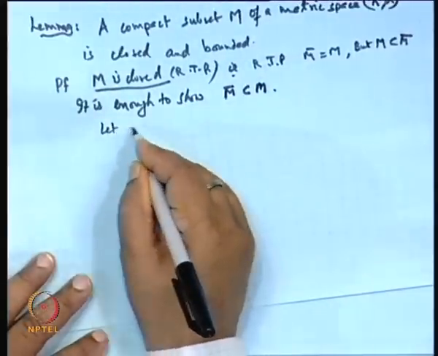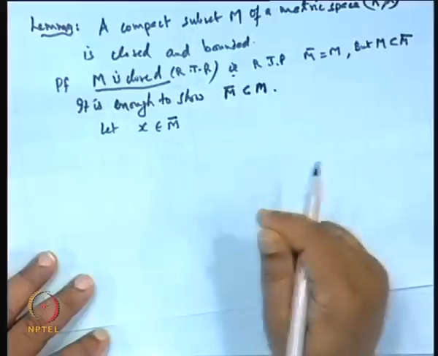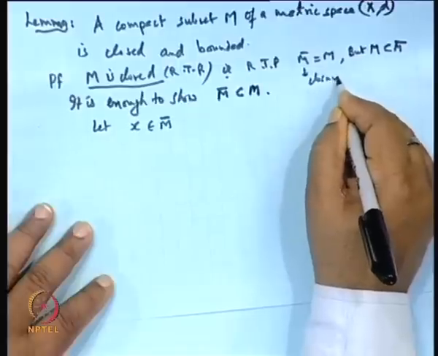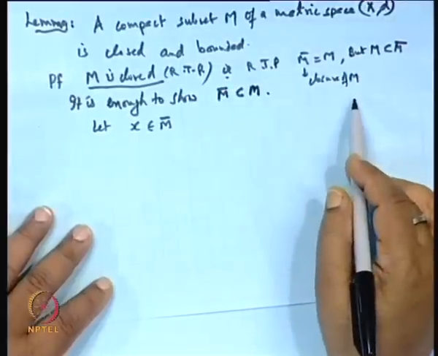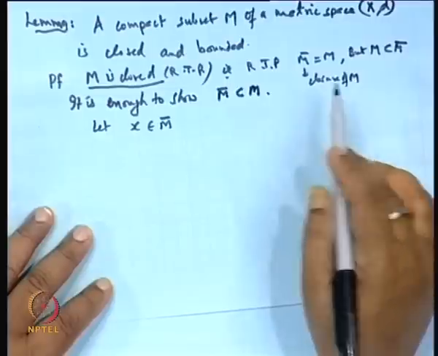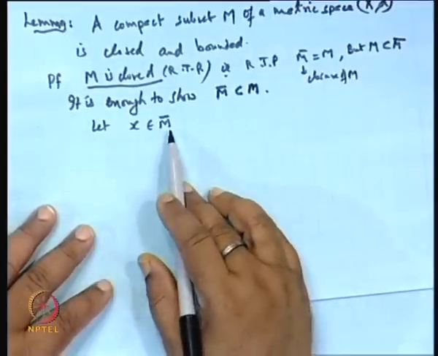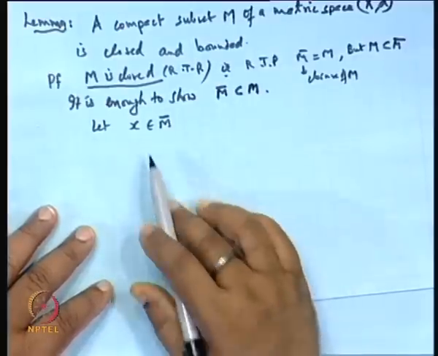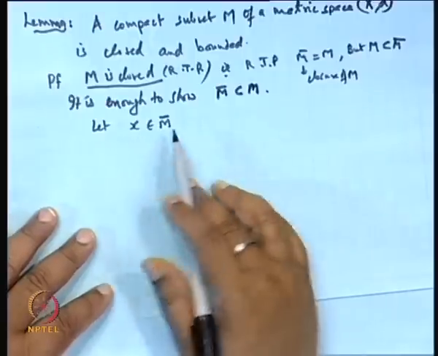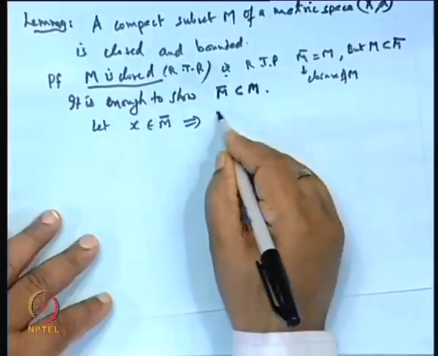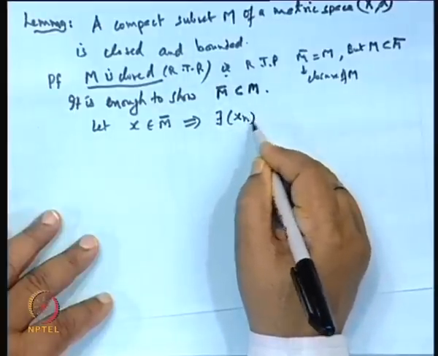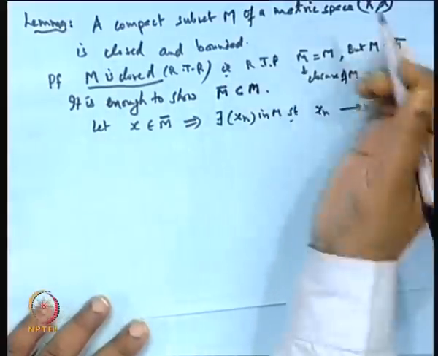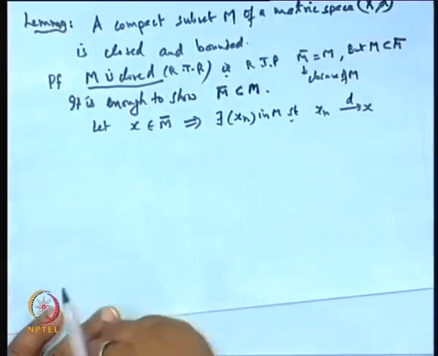So, let us take an element x belonging to M bar. What is M bar? M bar is the closure of M, that is a set which contains all the points of M together with its limit points. So, if x belongs to M bar, either x is a point of M, and then there is nothing to prove, or if x is not a point of M, then it has to be a limit point of M. This implies that there must be a sequence x_n in M such that x_n goes to x in the metric d.